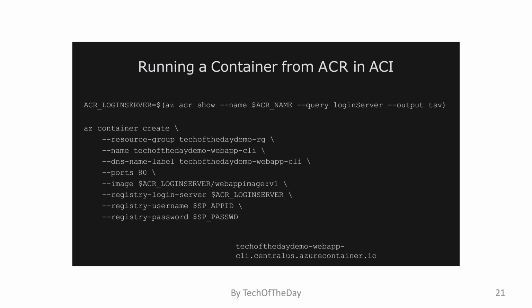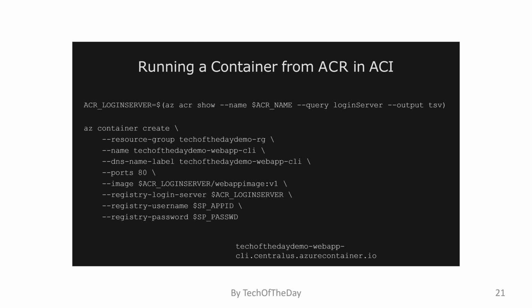So, ACR login. With the appropriate security laid out, allowing Azure Container Instance to pull from Azure Container Registry, we can now tell Azure Container Instance how to deploy a container from Azure Container Registry using authentication. First, we will set the environment variable for our login server. This will be used to tell Azure Container Instance the network location of where our container images are stored, and also used in conjunction with the service principal ID and password to authenticate to our Azure Container Registry.